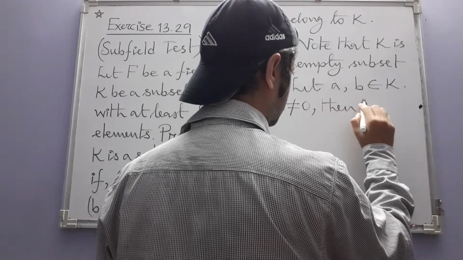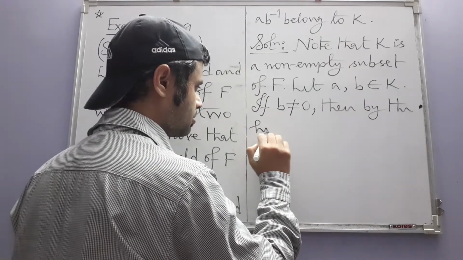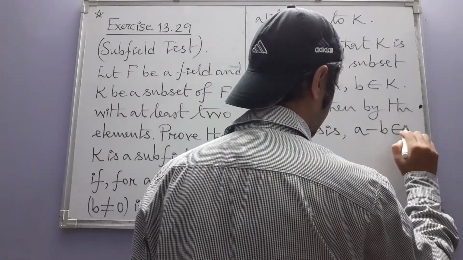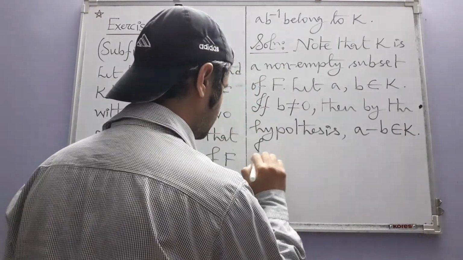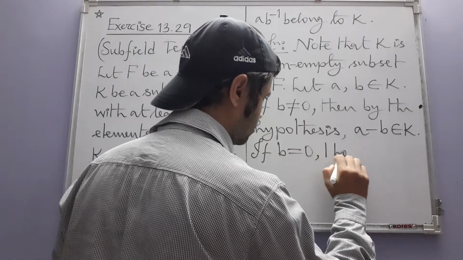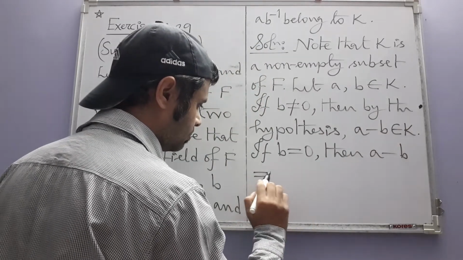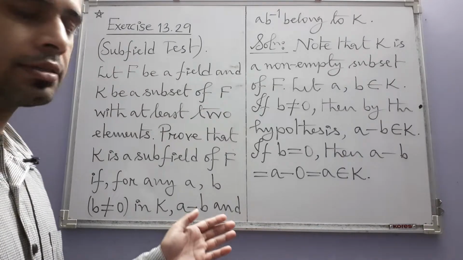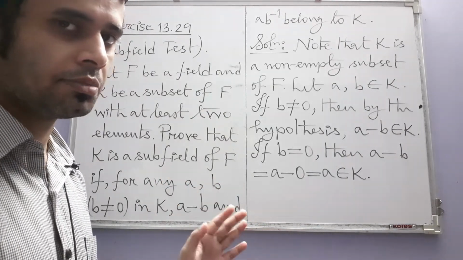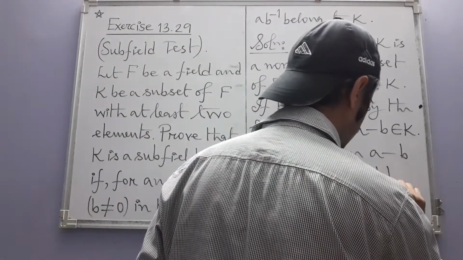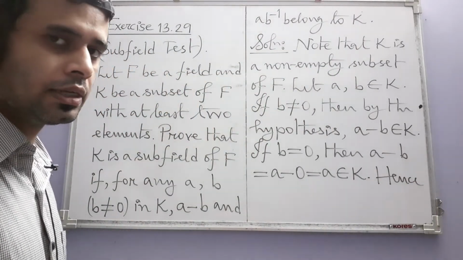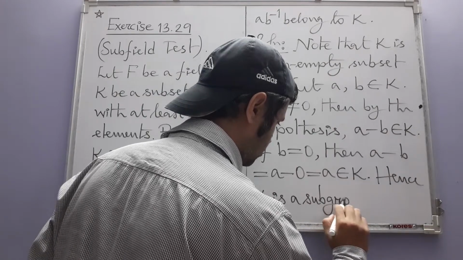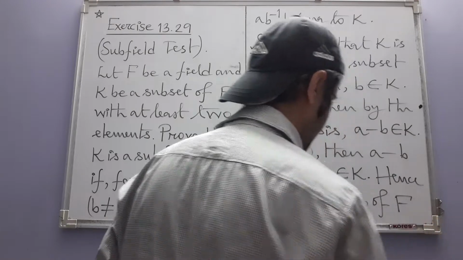Then by the hypothesis, A minus B is in K. On the other hand, if B is equal to 0, then A minus B is just simply A, which of course is in K. So no matter what the case is, if A and B are coming from K, then their difference A minus B is always in K. Hence, by the subgroup test that we already have seen in group theory, K is a subgroup of F under addition.